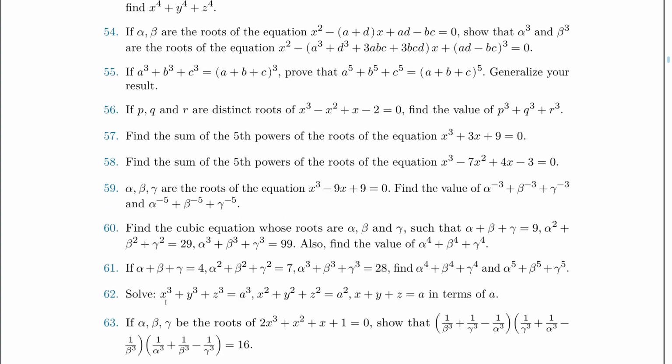Question 62 says that solve x cube plus y cube plus z cube is equal to a cube, x square plus y square plus z square is equal to a square, and x plus y plus z is equal to a, in terms of a.